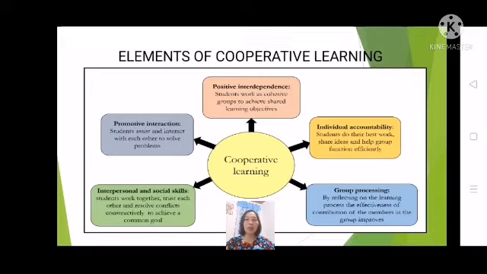The fourth one is interpersonal and social skills. The students work together, trust each other, and resolve conflicts constructively to achieve a common goal. The last element of cooperative learning is group processing. By reflecting on the learning process, the effectiveness of the contribution of the members in the group improves.